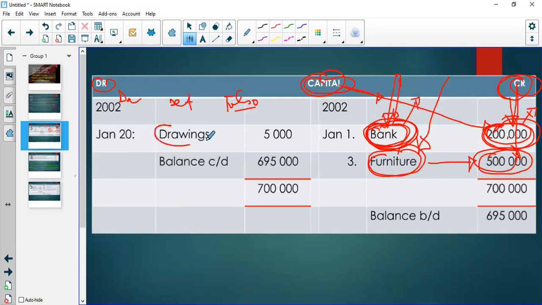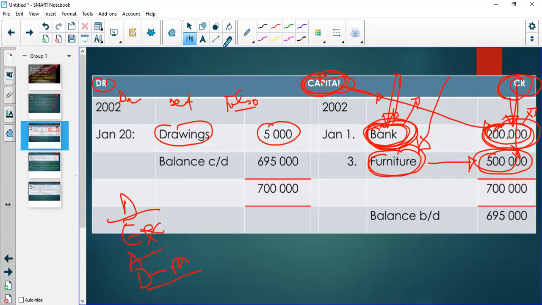So drawings were debited. Remember the debit rule says things that increase on the debit side are your expenses, your assets, your drawings. So whenever the owner makes a drawing, we have to record that another drawing was made. They keep on increasing, but we have to record the drawings on the debit side. All right. So the drawings reduced capital by 5,000.